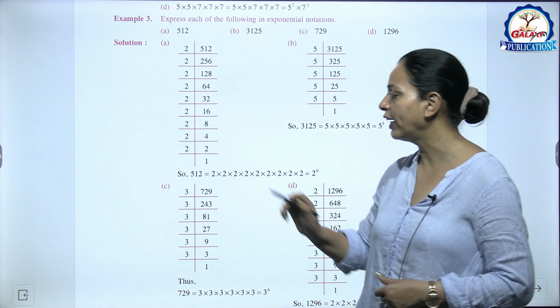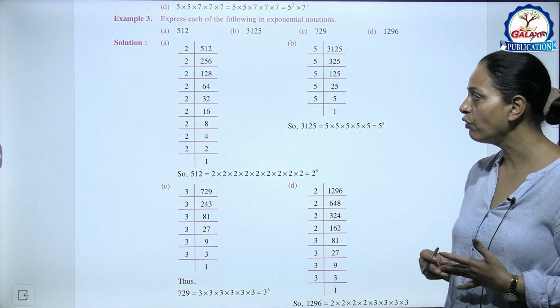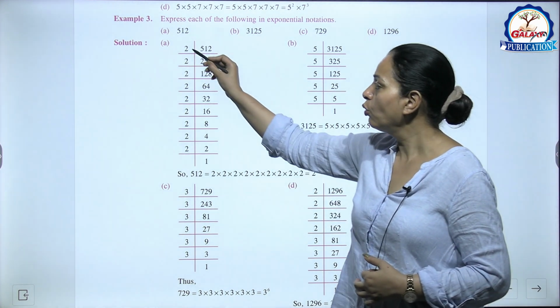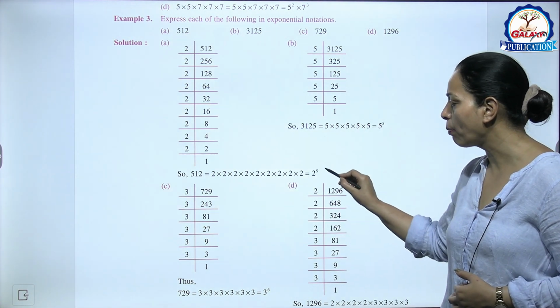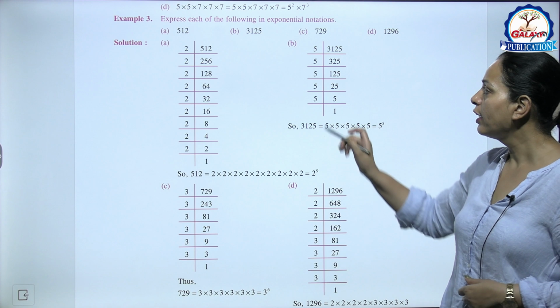Now by 2 we are getting 1 here. So 512, how can we write it? 2, 9 times. So 2 raised to the power 9. Okay. Now B part.